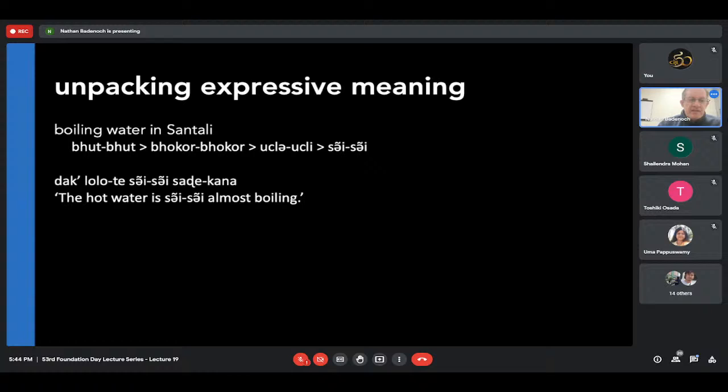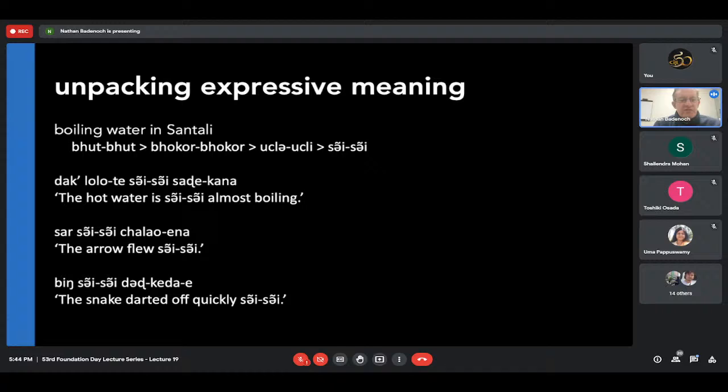And then this consultant said, it's also used for when an arrow is flying by. So we have the arrow fly by, same thing, same word, same expressive. Then he said that it's also used to depict when a snake darts off quickly, same thing. So three very different uses of the same expressive here.